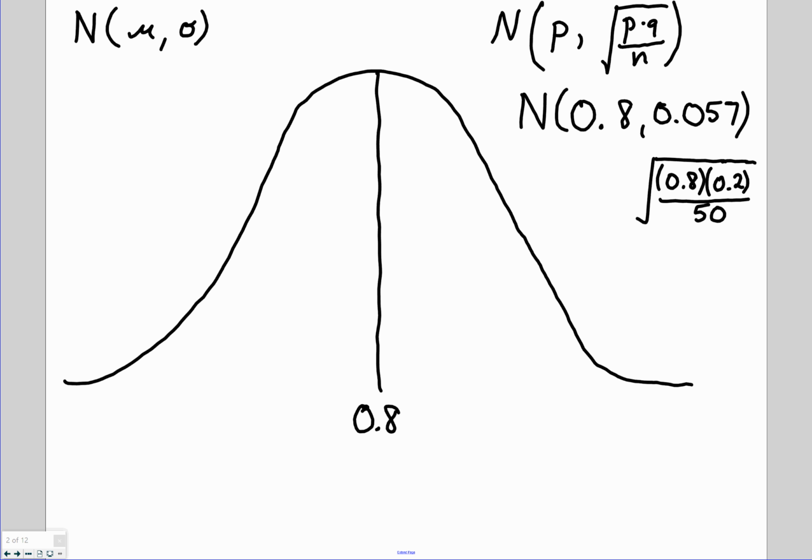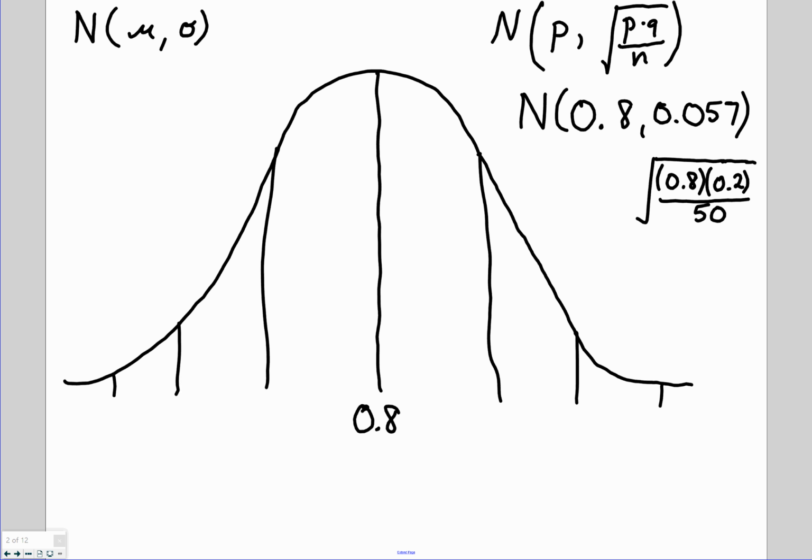0.057. I'm going to pause here. Any questions on how I found any of these numbers? We're almost there. Now, think back to chapter 6. Oh man, that was a long time ago. How many standard deviations do I care about when I look at a normal model? 3 in both directions. So go up 1, 2, 3, down 1, 2, 3.